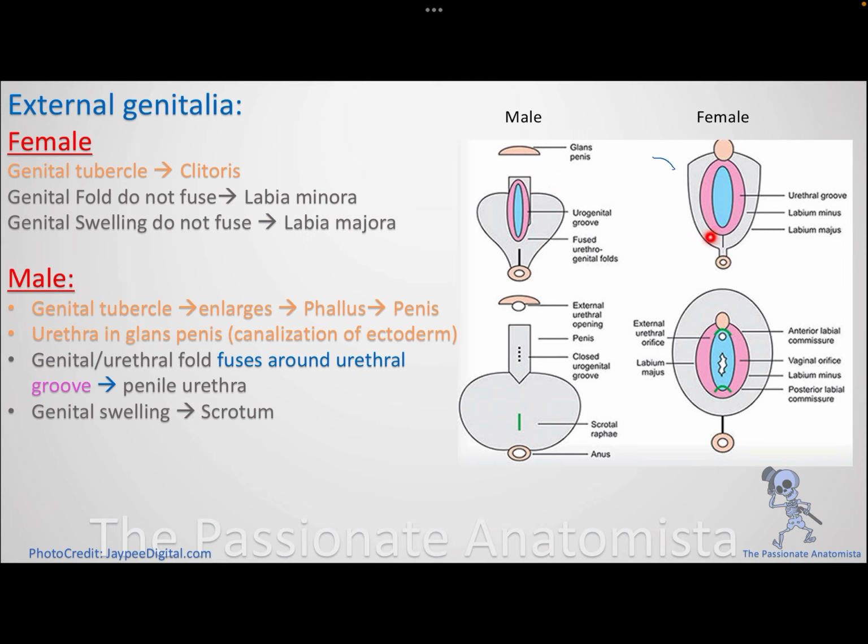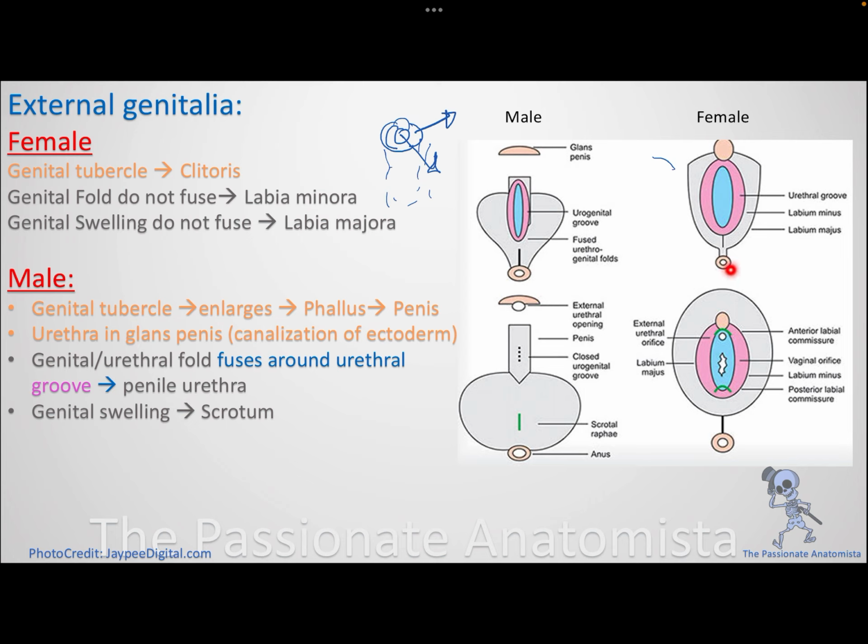The genital fold, guys, is going to fold around a groove in male to give you the penile urethra. If you guys look at the genital folds here, the pink ones, they will fold around a groove. If I have a fold, it means I'm going to fuse around a groove. The genital fold wraps around the genital groove, and at the end, that will give me the penile urethra.